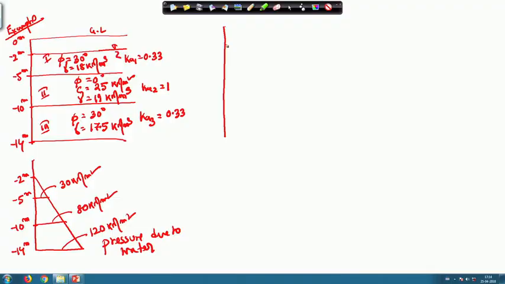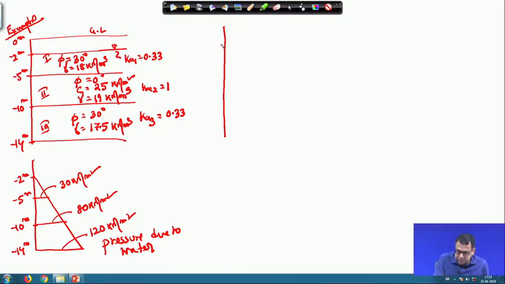Okay. So, the water pressure distribution is the same as the previous problem, but the soil distribution will be different. For the first portion, this is minus 2 meter, this is minus 5 meter, this is minus 10 meter, and this is minus 14 meter. So, up to 2 meter there will be no change. Again this will be 12 kilonewton per meter square.